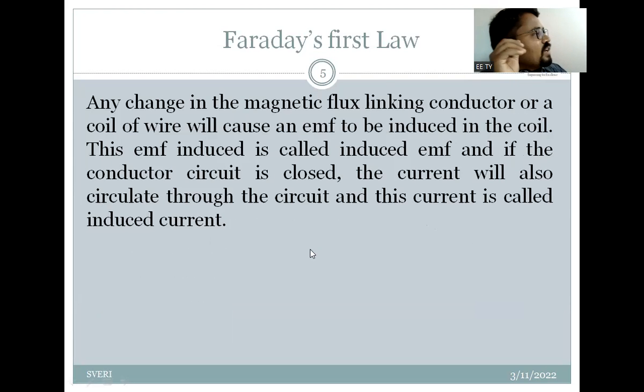Whenever there is a change in the magnetic flux linking with the coil or conductor, the EMF will get induced. Telling in Marathi: whenever the magnetic flux linkage of the coil in the magnetic field changes, at that time EMF is going to be produced. In Marathi I have told now. Got it, everyone? And what does the second law indicate?